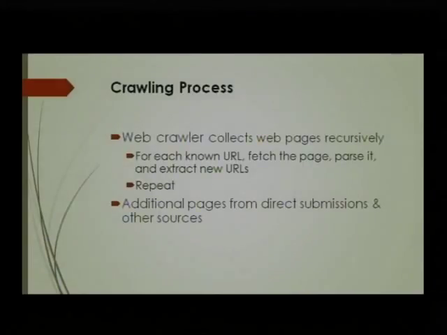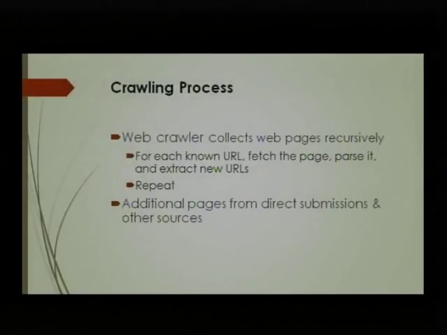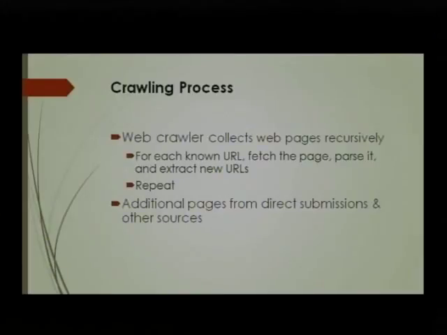And a web crawler collects the pages recursively. For example, for each known URL, it fetches the page, parses it, extracts new URLs, and repeats it. There are also additional pages from direct submissions and other sources. So what a web crawler will do is collect web pages recursively. What is recursion? We need to understand.